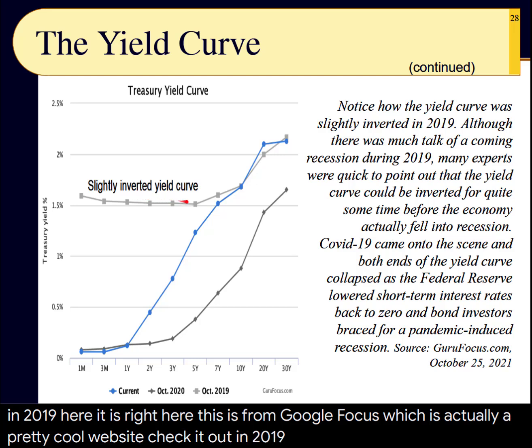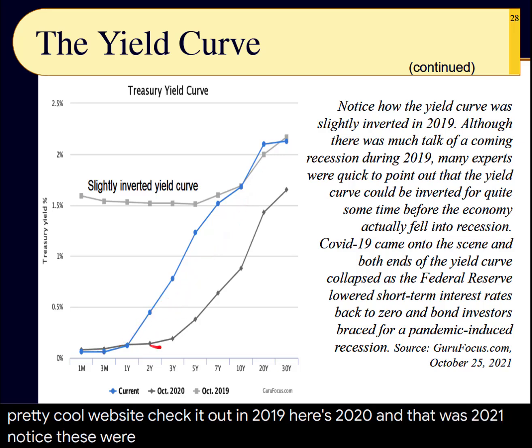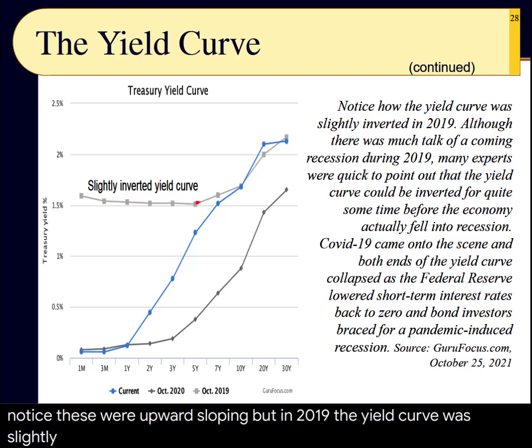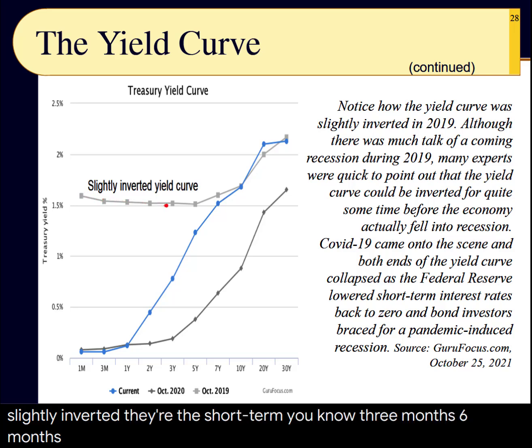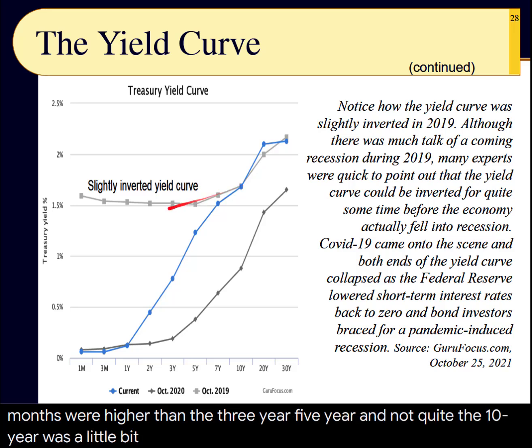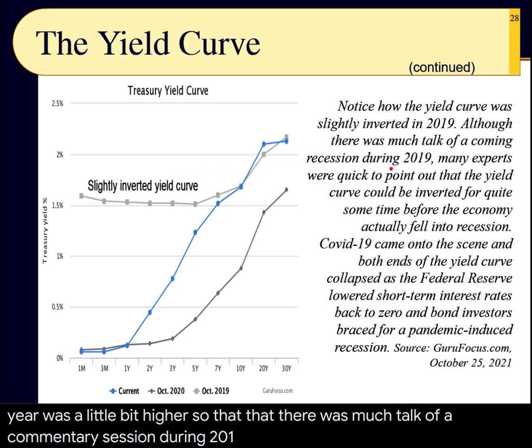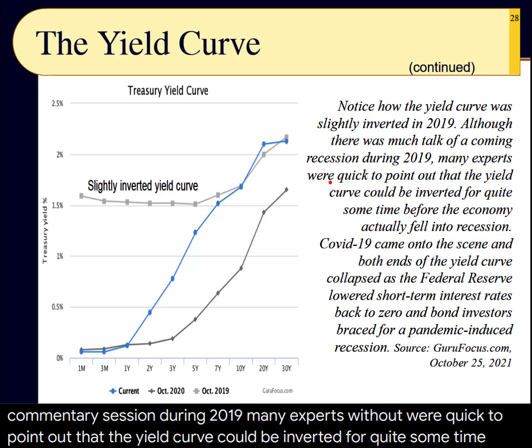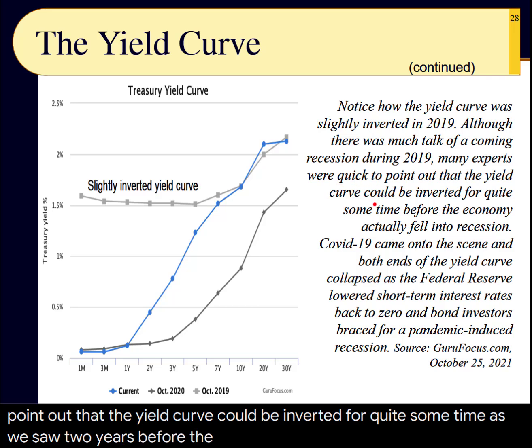In 2019, here's 2020, right? And that was 2021. Notice these were upward sloping. But in 2019, the yield curve was slightly inverted. There, the short term, 3-month, 6-month, were higher than the 3-year, 5-year, and even the 10-year was a little bit higher. So there was much talk of a coming recession during 2019. Many experts, though, were quick to point out that the yield curve could be inverted for quite some time, as we saw 2 years before the economy fell into recession.